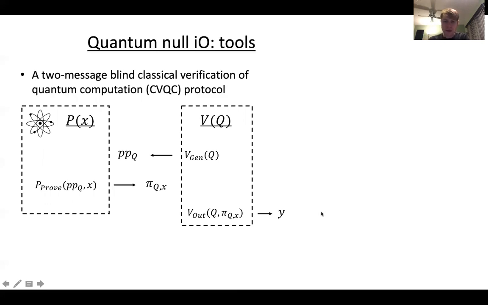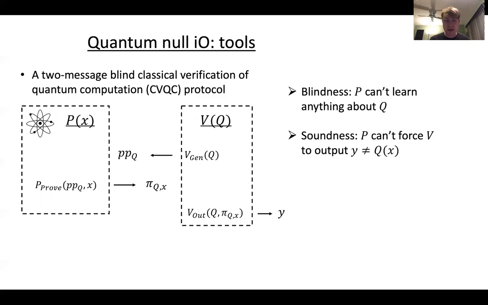Okay. And so we want to ensure some properties out of such a scheme. So one is blindness. The prover actually can't learn anything about Q from these public parameters. Okay. So the prover doesn't actually learn what circuit the verifier is interested in running. And the other is soundness, which means that, if we want to evaluate Q on X, then soundness says that the prover can't force the verifier to output a wrong output. Okay, so the verifier will always, except with negligible probability, output the correct output Y equals Q of X.